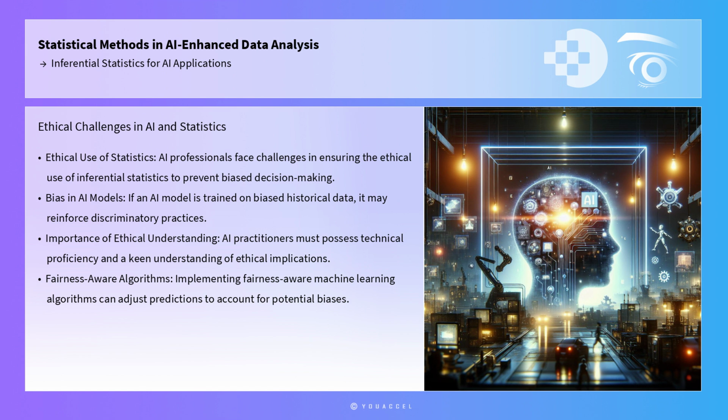AI professionals also face challenges in ensuring the ethical use of inferential statistics. Misinterpretations of statistical results can lead to biased decision-making and perpetuate existing inequalities. For instance, if an AI model is used for hiring decisions and is trained on biased historical data, it may reinforce discriminatory practices. Therefore, it is imperative for AI practitioners to not only possess technical proficiency in statistical methods, but also a keen understanding of their ethical implications. Implementing fairness-aware machine learning algorithms, which adjust model predictions to account for potential biases, is one approach to address this issue.